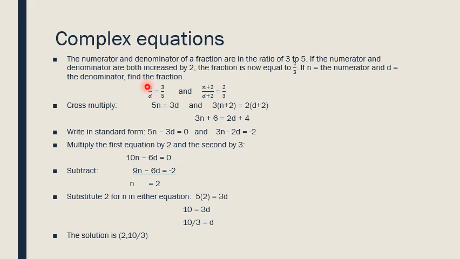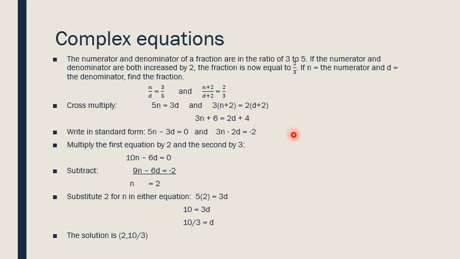Starting from the top left, n times 5 is 5n, and d times 3 is 3d. I know those two quantities are equal. I can do the same thing with this more complex one. N plus 2 times 3 is written in parentheses. D plus 2 times 2 is written in parentheses, and I have to take an extra step here and use the distributive property. 3 times n is 3n, 3 times 2 is 6, 2 times d is 2d, and 2 times 2 is 4. Now I've got two equations with the same variables.